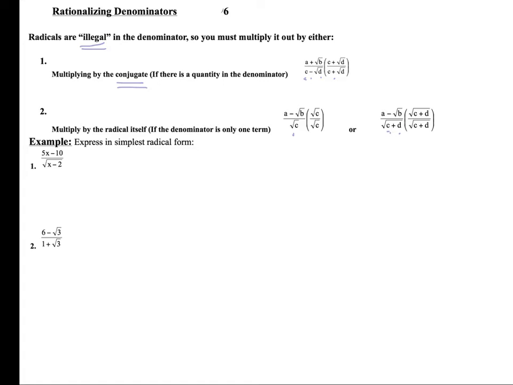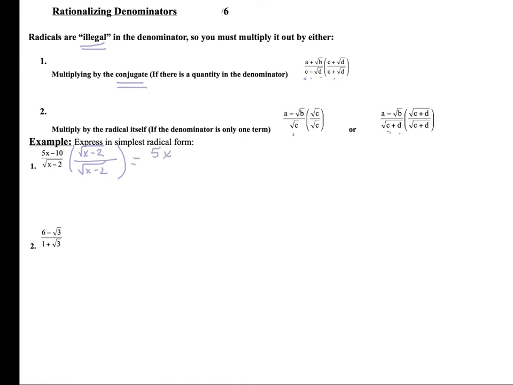So for the first one, I want to get rid of square root of x minus 2 in the denominator. So that's under one radical, so I'm just going to multiply by the square root of x minus 2 divided by the square root of x minus 2. Because it's all underneath one radical, so I'm not changing anything, I'm just multiplying by that same radical.